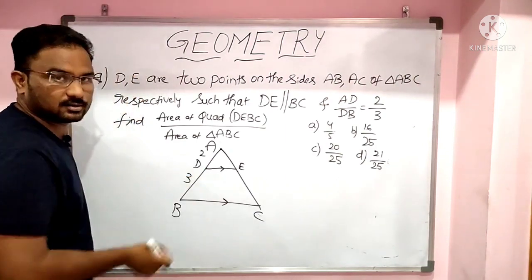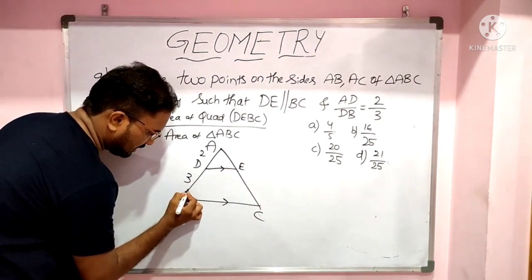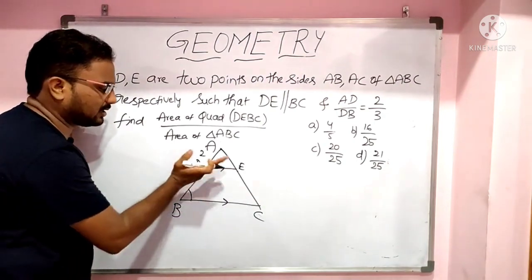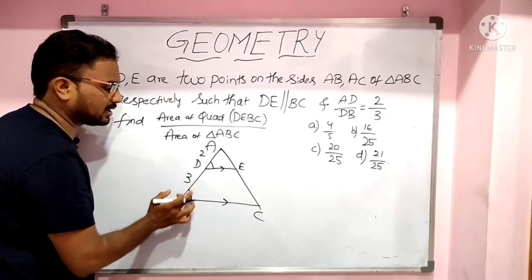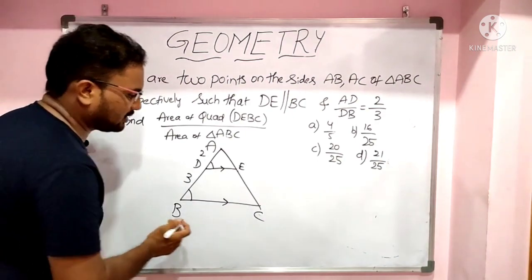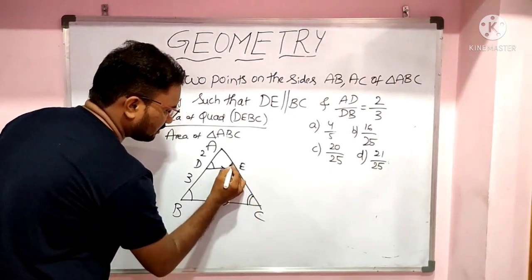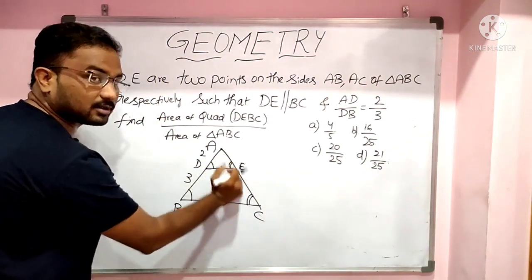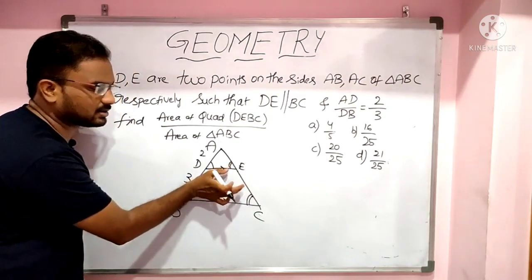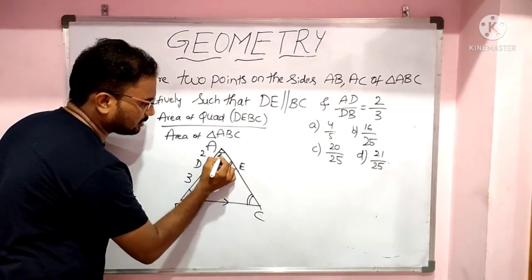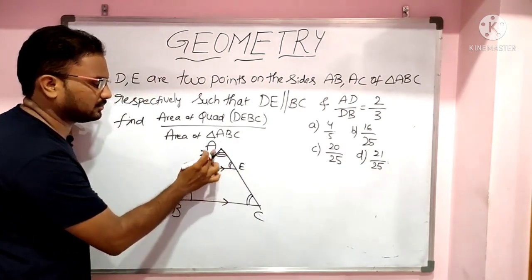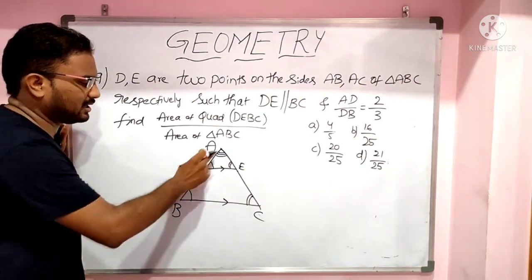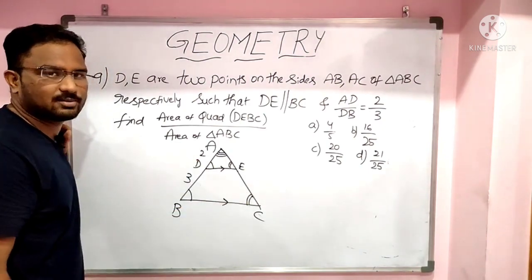Here these two lines are parallel. Hence this angle and this angle both are equal because these two are corresponding angles. These two lines are parallel and this is the transversal. Similarly these two angles are equal, being corresponding angles. And this angle in the smaller triangle and angle A in the bigger triangle are both equal. So according to the angle property, triangle ADE and triangle ABC both are similar triangles.